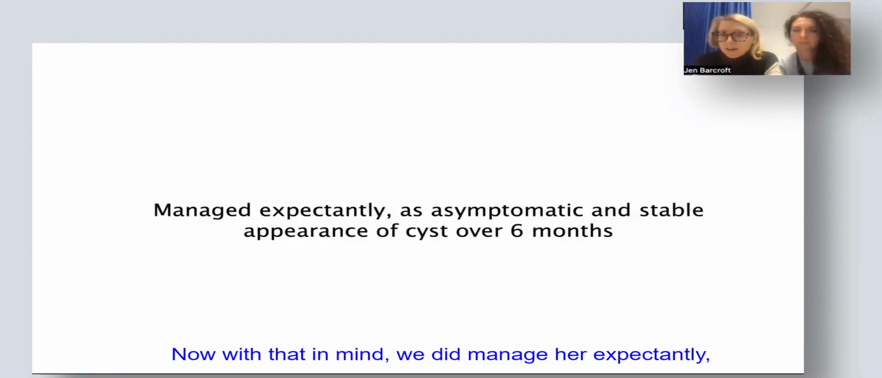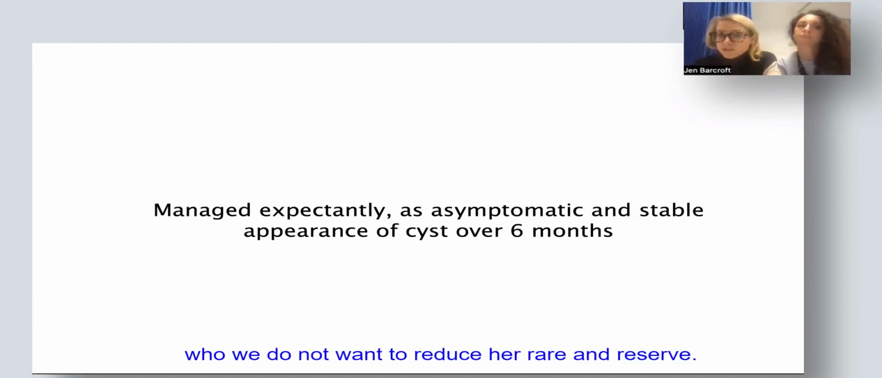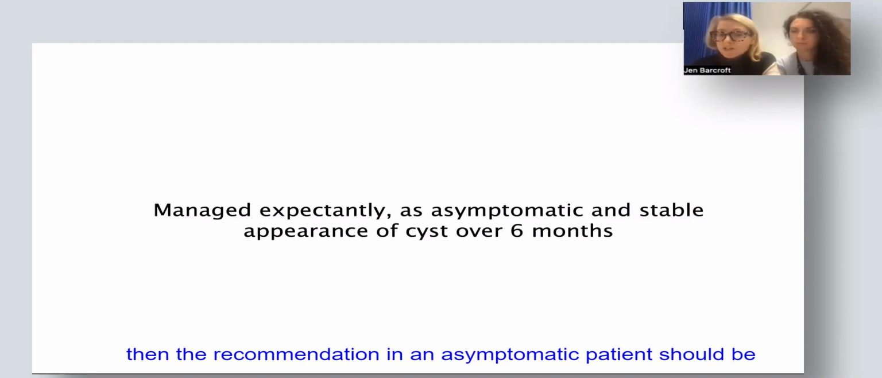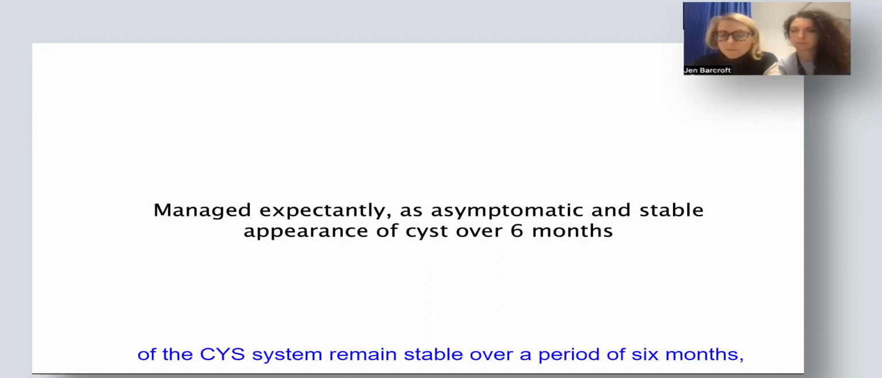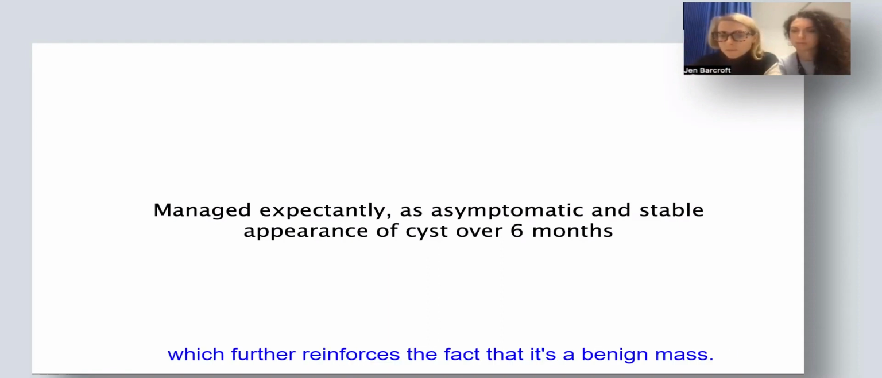Now, with that in mind, we did manage her expectantly, and it is important to highlight that this is a patient who is looking to conceive, and we do not want to reduce her ovarian reserve. Therefore, if there is no concern regarding the characterization of the cyst or no worrying features, then the recommendation in an asymptomatic patient should be to manage it expectantly. And the appearances of the cyst remained stable over a period of 6 months, which further reinforces the fact that it's a benign mass.